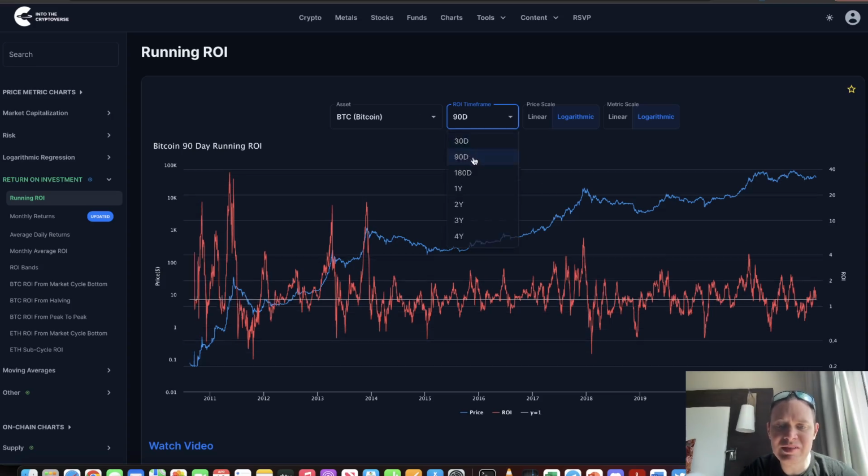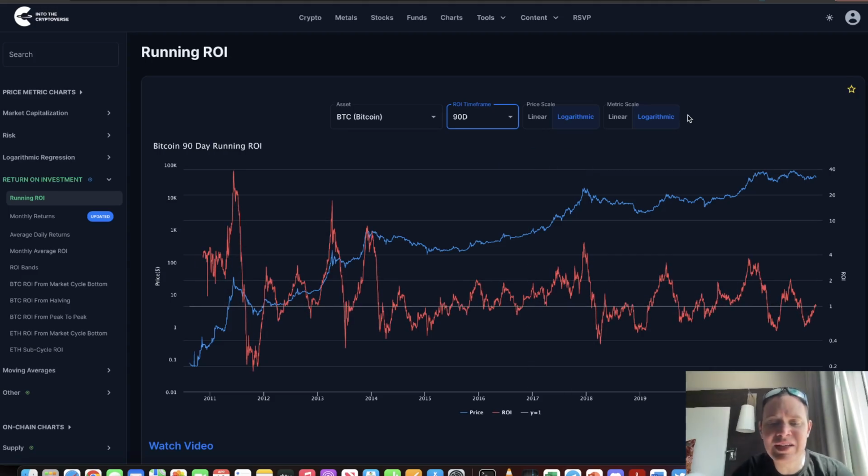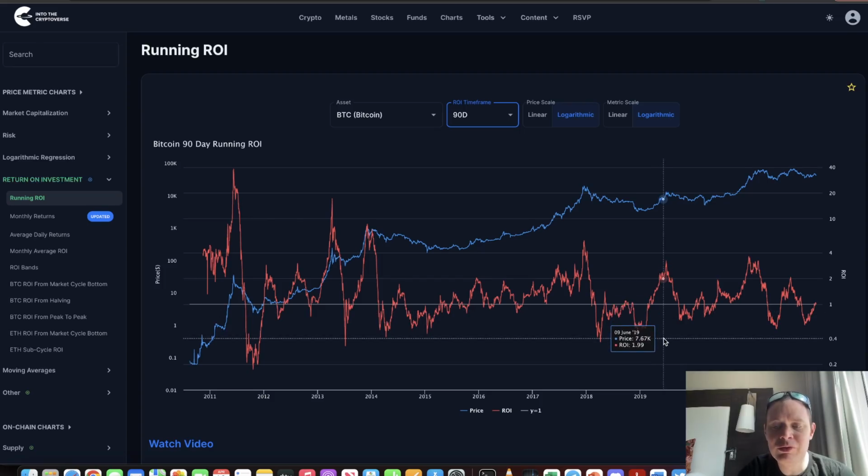Now, we can systematically step through. We can look at the 90-day ROI, and this line here at 1 represents, basically, break even, of course, not including inflation. What you'll notice is that we do tend to spend a majority of our time above 1. However, there are phases where we do go below 1.